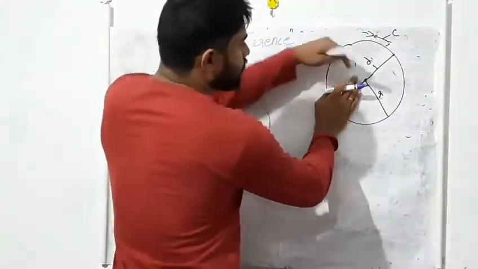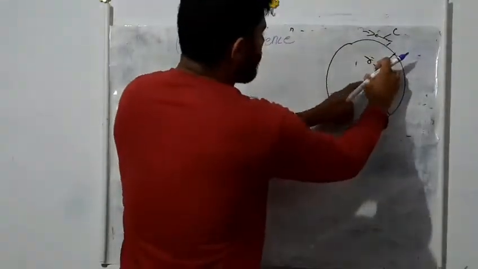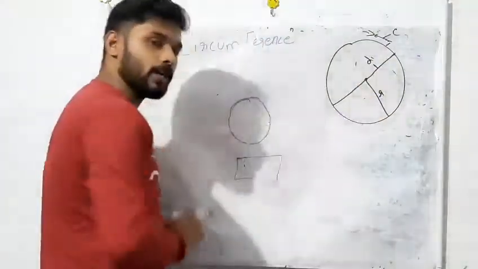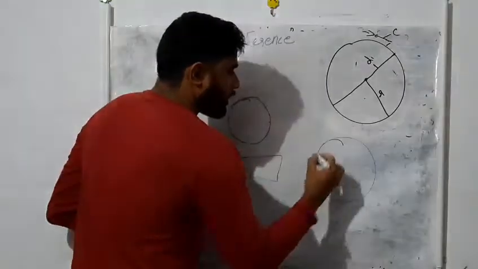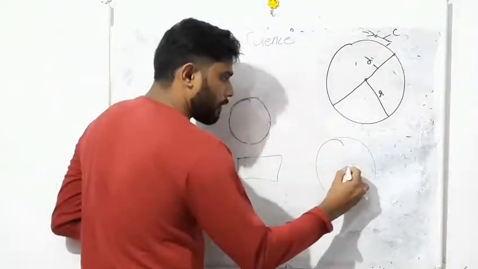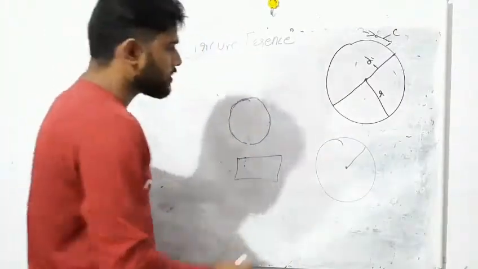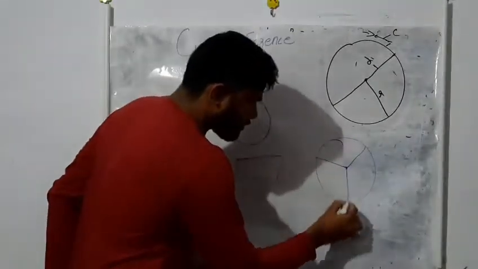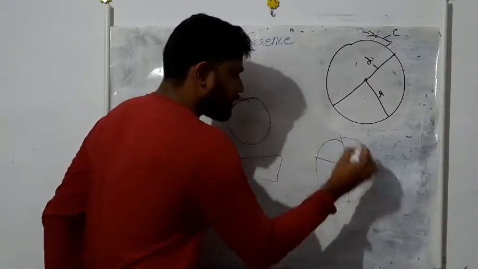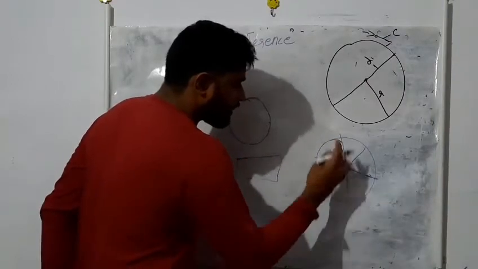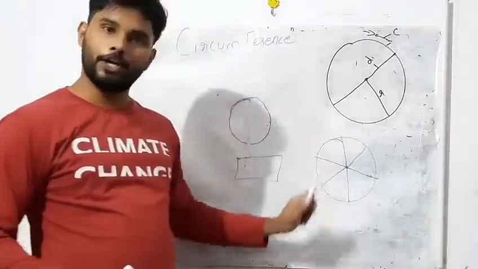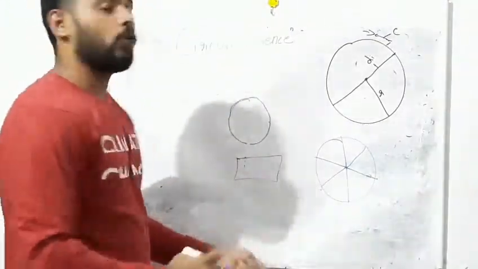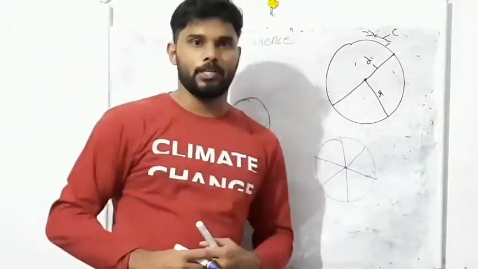This is our circle radius, from the center to another point, and from this center to here, this is also radius. Understood? One more example, I will draw one more circle. This is the center. From here to here, this is also known as radius. This is radius, this is radius, and so on. So these are radius. Clear?